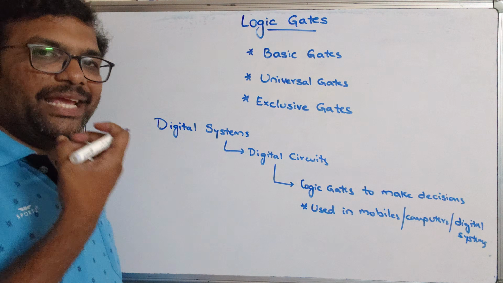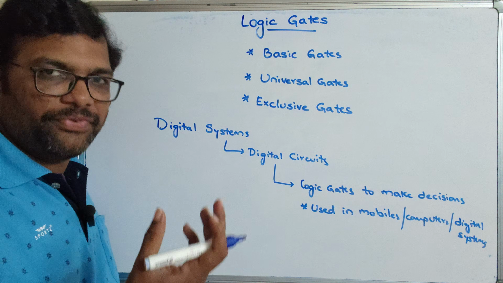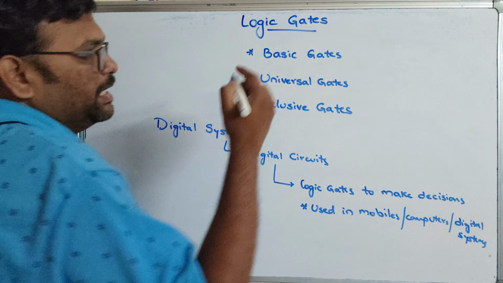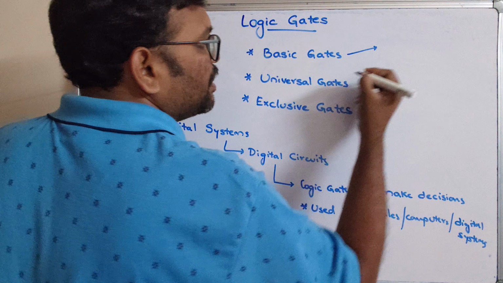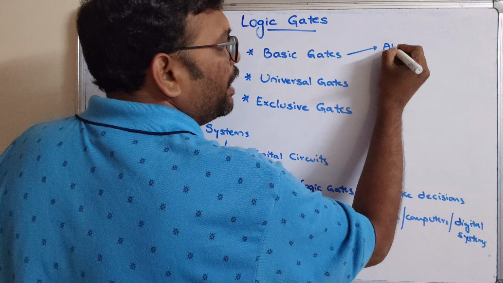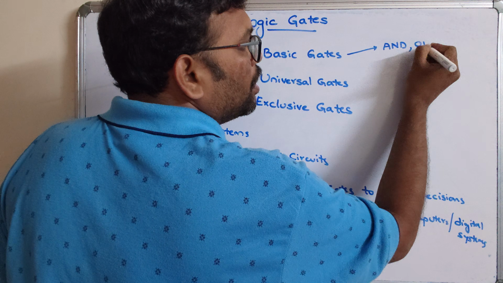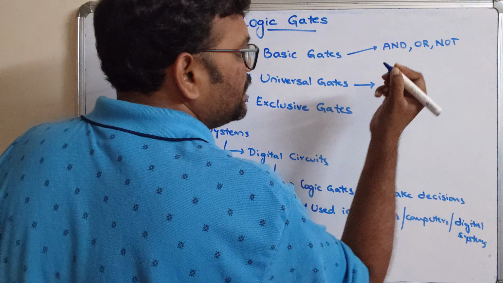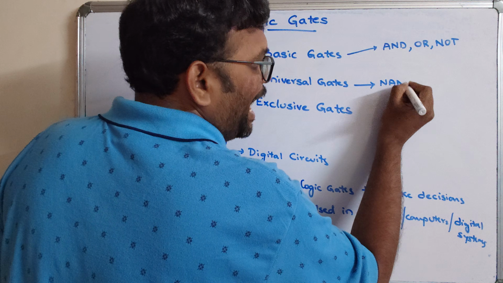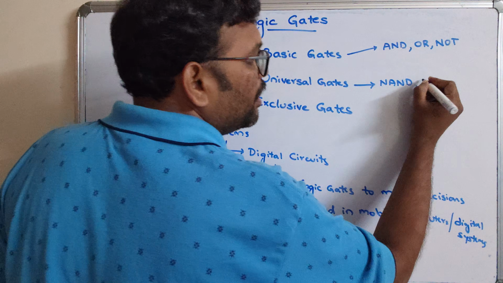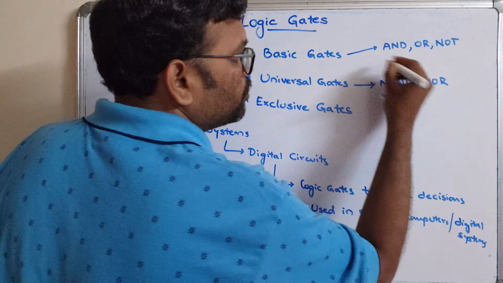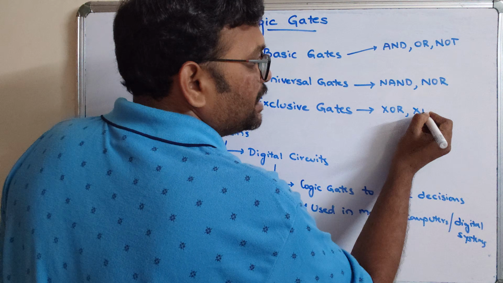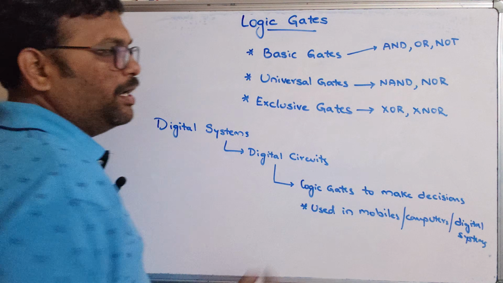Here the gate itself indicates the passing of information. So the input will be passed, right? The basic gates are AND, OR, NOT. And coming to the universal gates, NAND, which is the opposite of AND, and NOR, which is the opposite of OR. And the exclusive gates, XOR and XNOR, right?